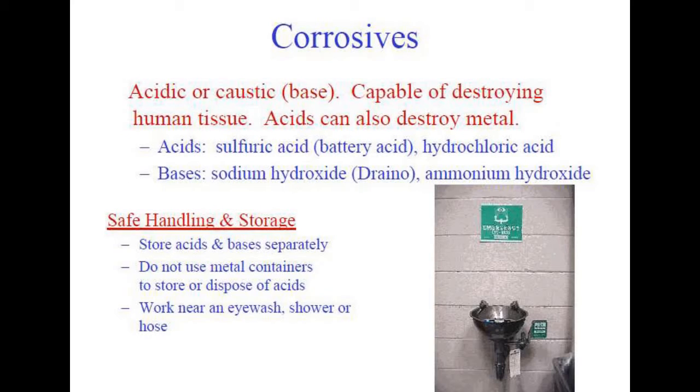Corrosives. So here corrosives, again, you can call as acidic or caustic. That is capable of destroying human tissue, and acids can also destroy the metal. So when you say corrosive substance as acids, we can give some examples like sulfuric acid and hydrochloric acid, and bases examples are sodium hydroxide and ammonium hydroxide.